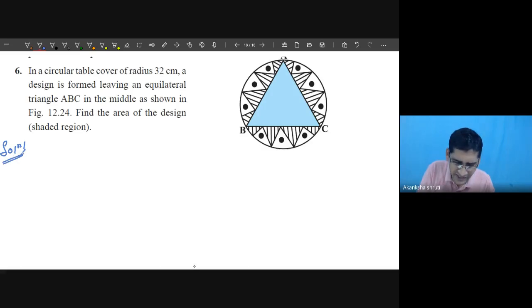Students, in this figure, the radius of this circular table is given. Taking the center from this point, you may take the radius as OA at the top, or you may take OB, all will give the same result. Let me take this as OB. This is the radius. So R is given here as 32 centimeter.